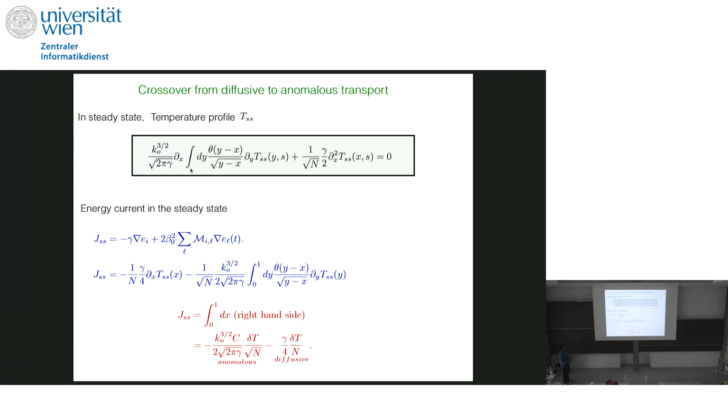So since this is independent of x, we integrate both sides from 0 to 1 over x, and you get this explicit expression for the current, as you have a 1 over square root n scaling in the leading order, and you have a diffusive correction. So this is the anomalous behavior. The exponent alpha is half in this case, and you have a diffusive correction.